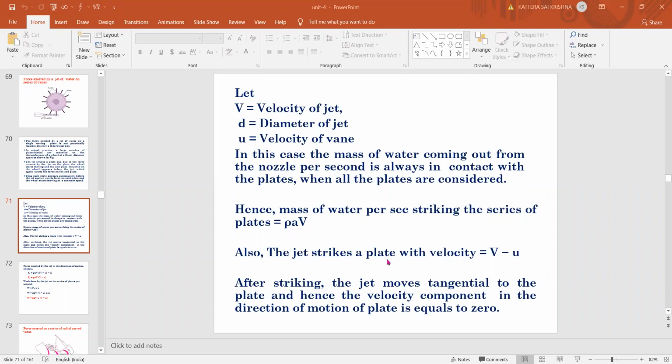So also the jet strikes a plate with velocity. Since the blade is already moving, the relative velocity of the jet will be v minus u. After striking, the jet moves tangentially to the plate, and hence the velocity component in the direction of motion of the plate is equal to 0. So in the tangential direction, the velocity will be 0.